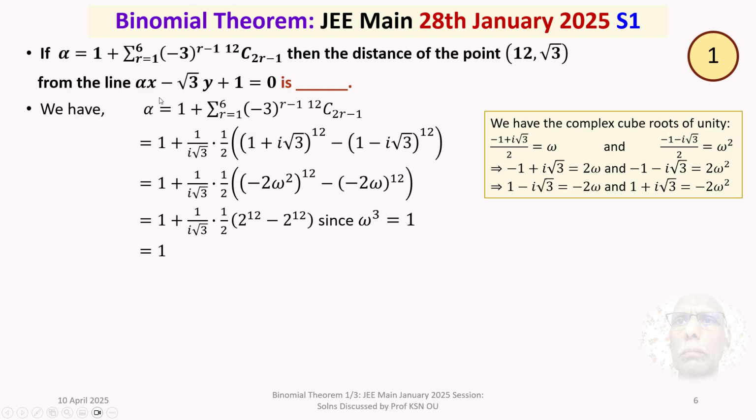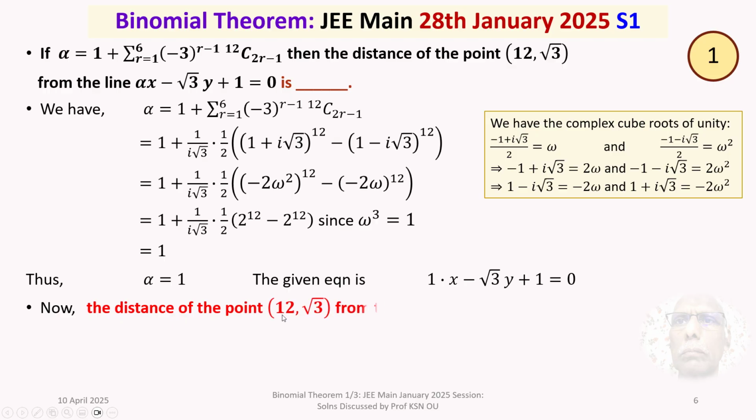Thus we got the line. In the line we have alpha, and the value of alpha is 1. We got it. Thus alpha is 1. The given equation of the line is 1 alpha x, that means x minus root 3 y plus 1 is equal to 0. What is it that we want? We want the distance of the point (12, root 3) from this straight line.